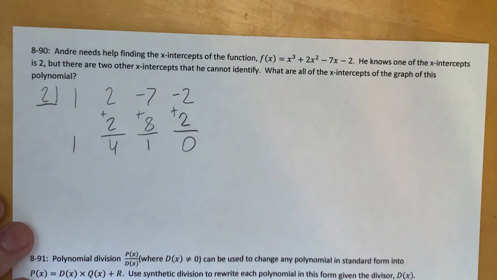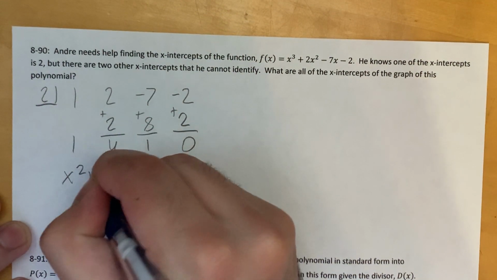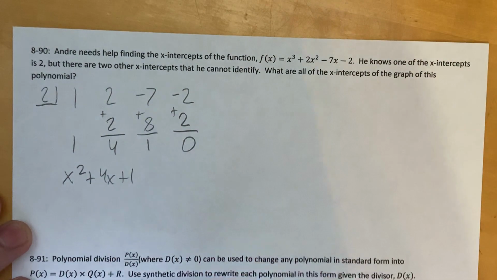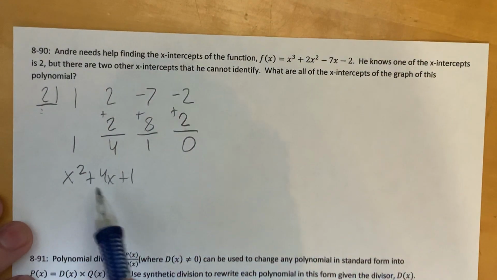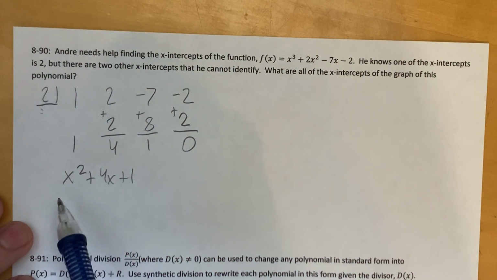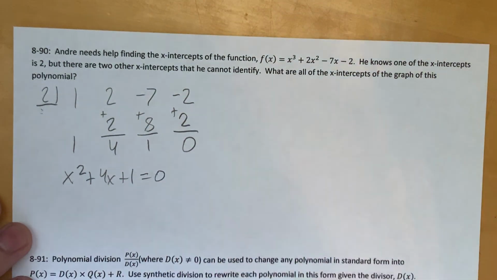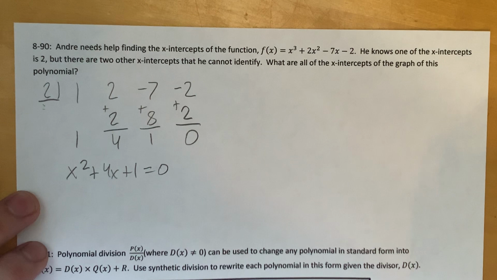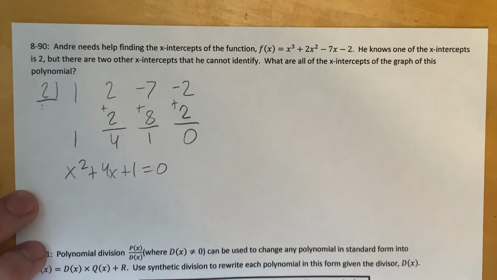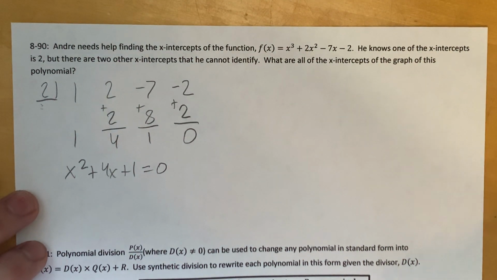So our new function is x squared plus 4x plus 1 after using synthetic division. So now we have one of the roots, and all we need to do is find the roots of this function. So we set this equal to 0. Can this be factored? No. We're going to have to use either completing the square or the quadratic equation.